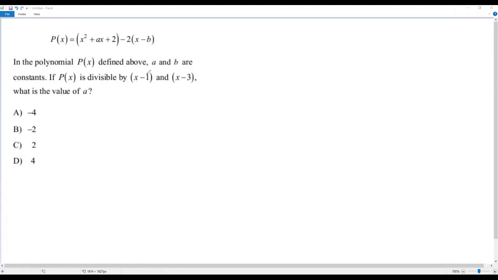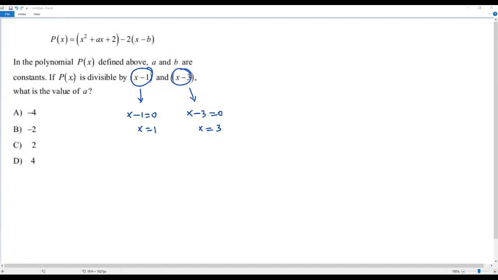Okay, here we have two divisors, x minus 1 and x minus 3, for P of x, and the question says P of x is divisible by these two linear expressions. Since P of x is divisible by these two linear expressions, when I divide P of x by them, the remainder will be 0. So what I have to do is equate each divisor to 0 and solve for x. When I equate the first divisor to 0 and solve for x, I get x equals 1. When I equate the second divisor to 0 and solve for x, I get x equals 3.